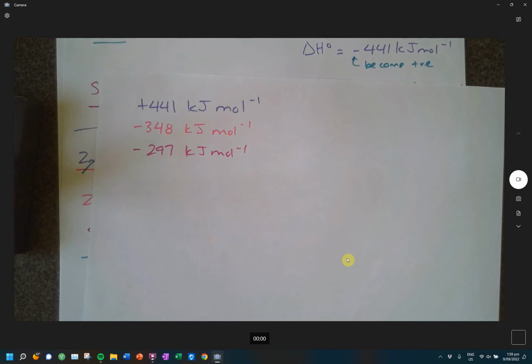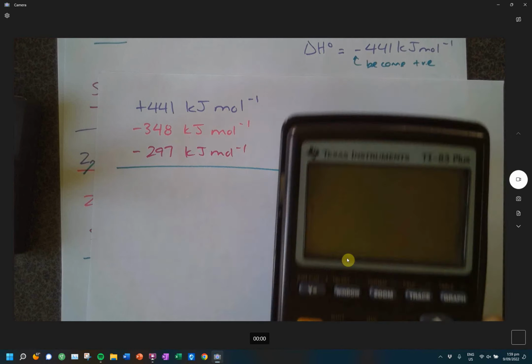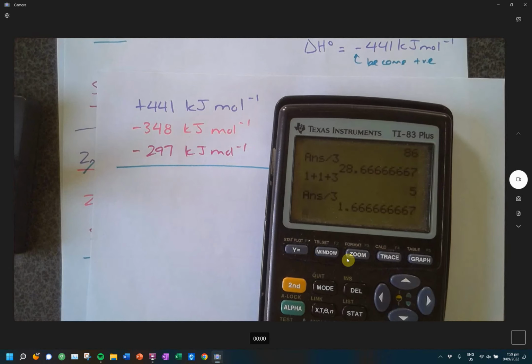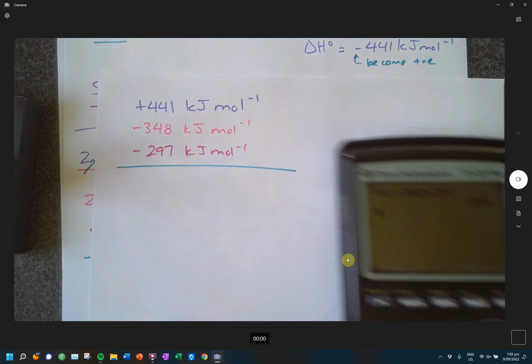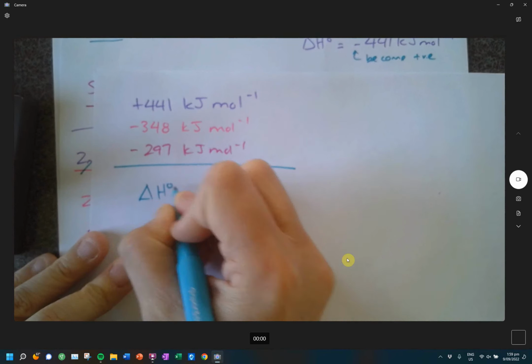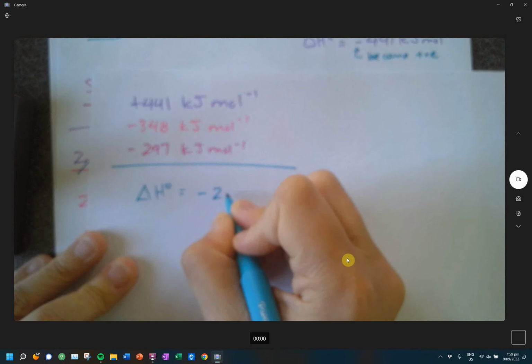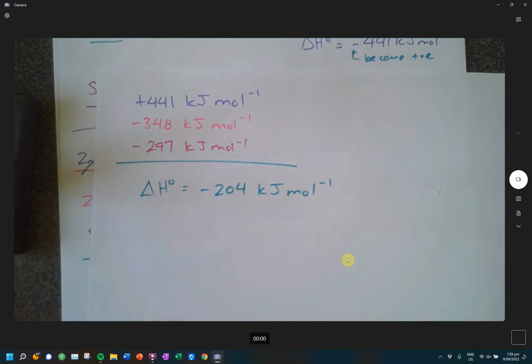So when I go to do my calculations, I can add all these numbers together. So I have 441 minus 348 minus 297. So it's negative 204. So the delta H value is negative 204 kilojoules per mole. The good news is that this is usually a very easy excellence point, because if you can calculate that, then you're done.